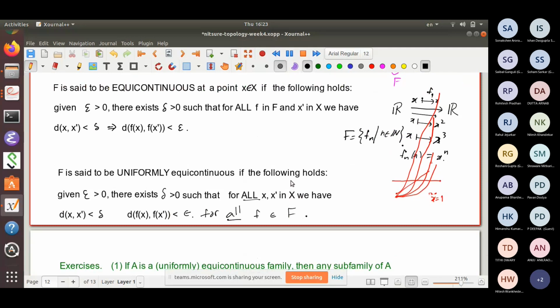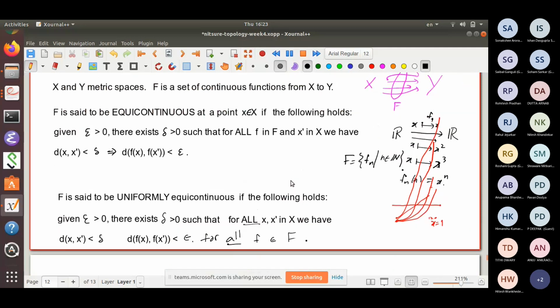So have you understood the definition of uniform equicontinuity? I hear a chorus saying, yes, yes. What do you take us to be? Get on with it. Okay, yes, yes.